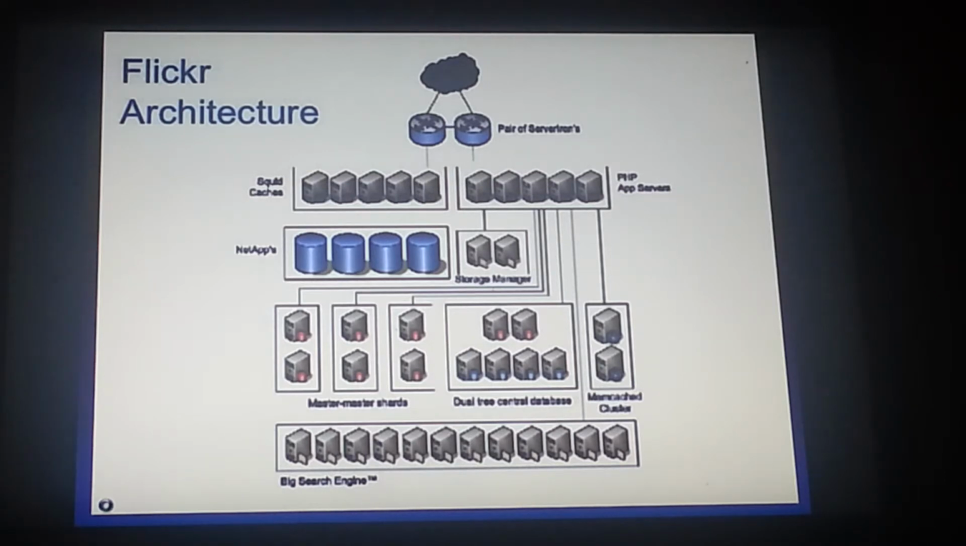And then we can do horizontal scaling more easily if we store in the file system than if we store in the database. Also, Flickr initially used master-slave for the database. Now they have switched to master-master.